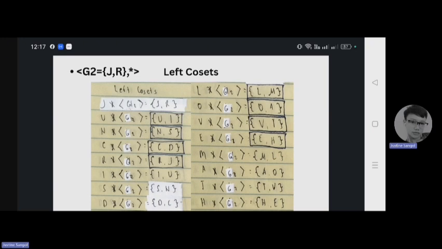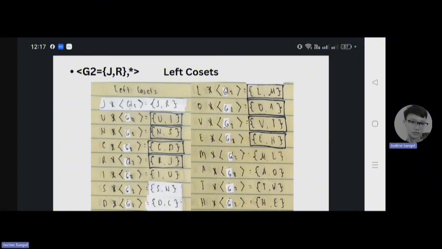And next, I star J is equal to U, and I star R is equal to U. Next, S star J is equal to N, and S star R is equal to N. And for the element D, D star J is equal to D, and D star R is equal to C. And now let's proceed to L. L star J is equal to L. L star R is equal to M. And O star J is equal to O. O star R is equal to A. V star J is equal to V. And V star R is equal to T.